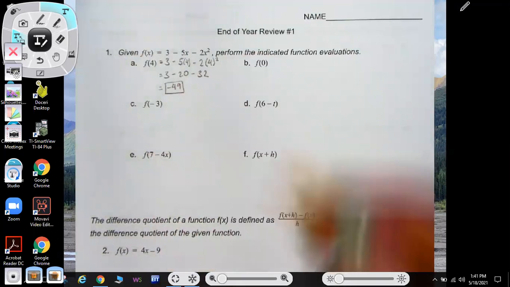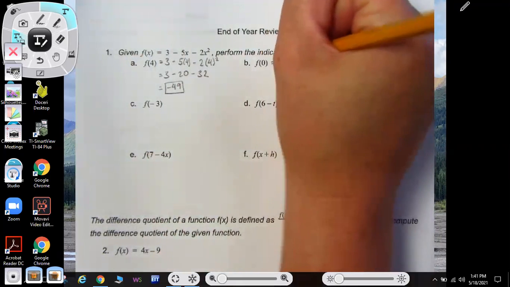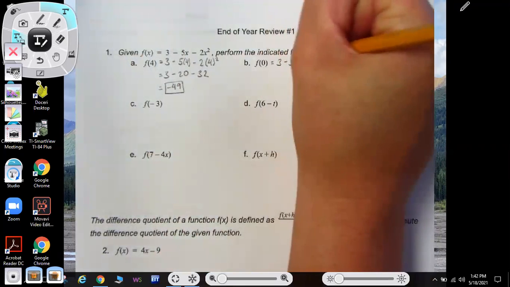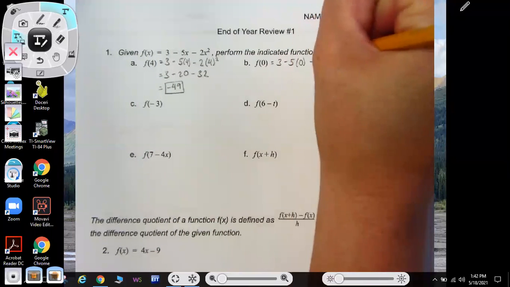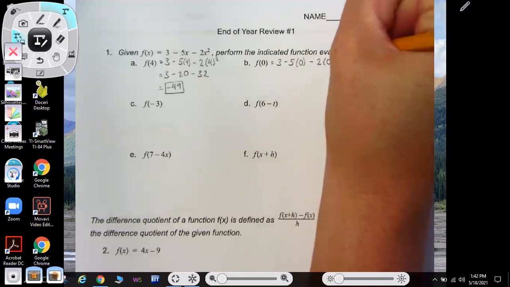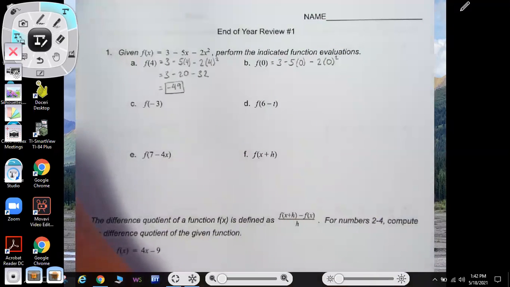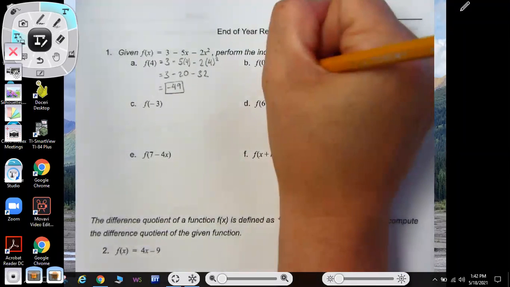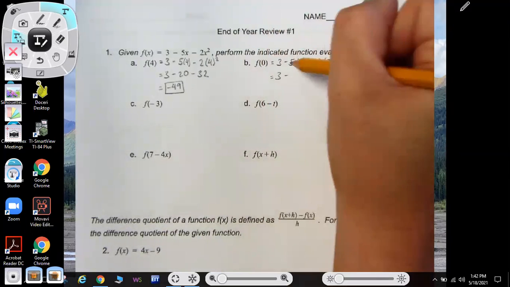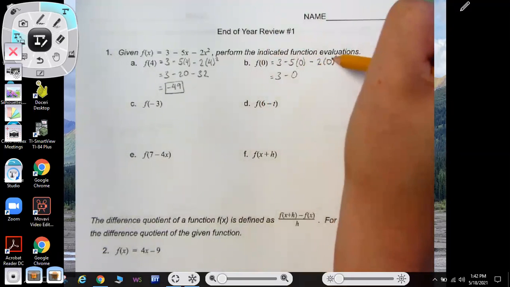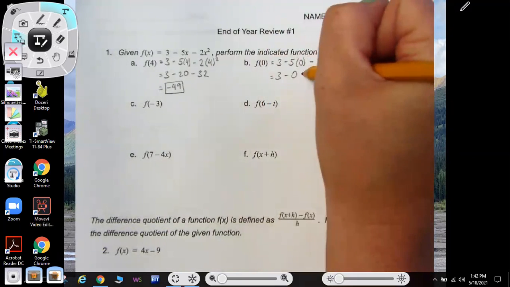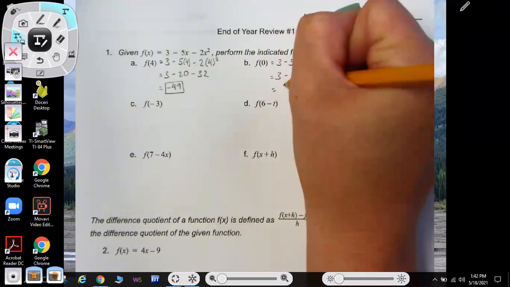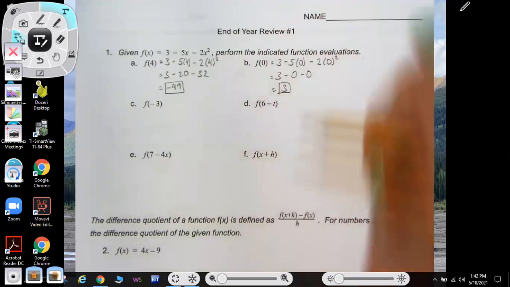1B is f of 0. So we're plugging in 0 for x. So we have 3 minus 5 times 0 minus 2 times 0 squared. So we have 3 minus 5 times 0 is 0. 0 squared is 0 times 2 is 0. So our answer for 1B is 3.